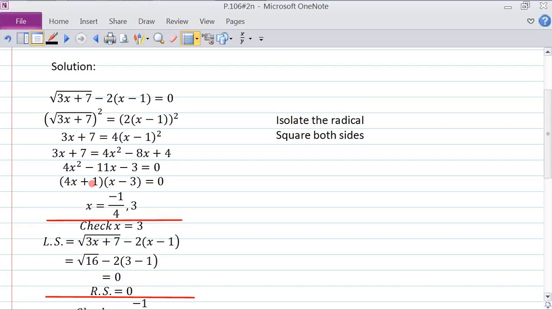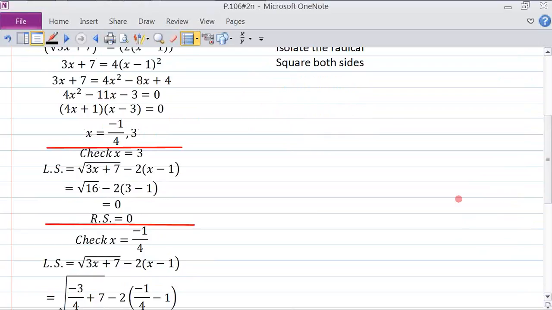There are two solutions here. If 4x plus 1 equals 0, one of the solutions is x equals minus a quarter. Here, the other solution is x equals 3. So now, we're going to substitute with x equals 3. 3 times 3 is 9, plus 7 is 16. 3 minus 1 is 2. Minus 2 times 2 is 4. So we have the square root of 16 minus 4, and that's 4 minus 4, which equals 0.